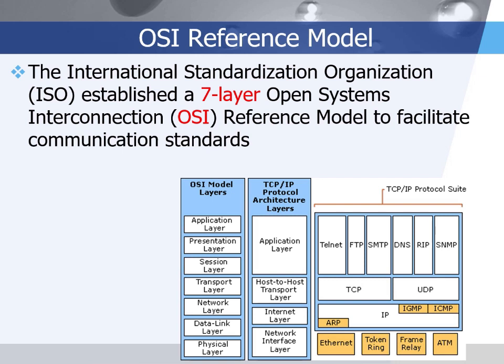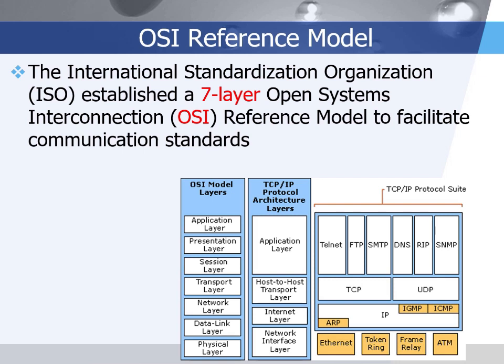Because this 7-layer OSI reference model is a little bit complicated, the internet actually follows the TCP/IP protocol stack. And in this TCP/IP protocol stack, we only have 4 layers: the network interface layer, internet layer, transport layer, and the application layer. So this TCP/IP protocol stack is actually the de facto standard of the current internet. And in different layers, we have different protocols.